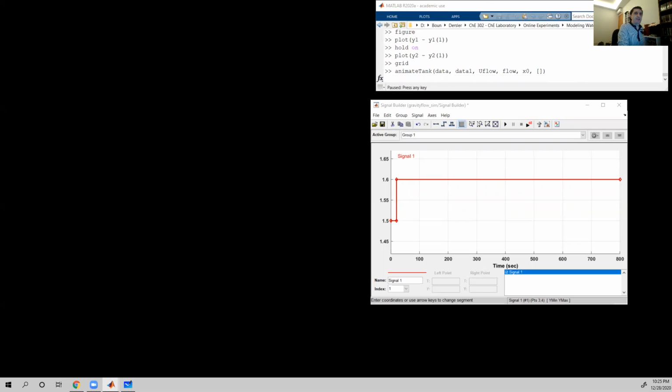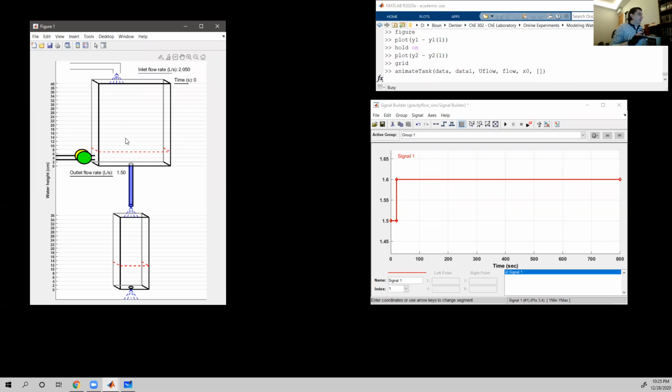Okay, and here the animation. There we go. Again at the low value. And now what we do is we increase the outlet from 1.50 to 1.60, but now we have a problem. We may have a problem.